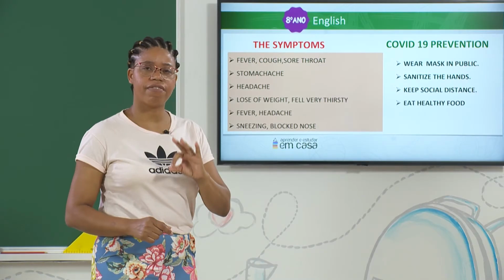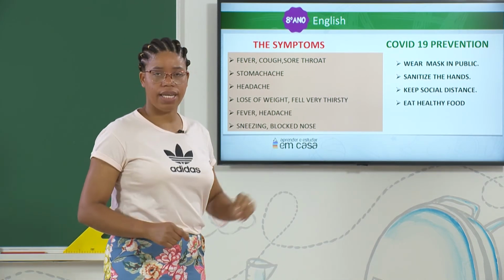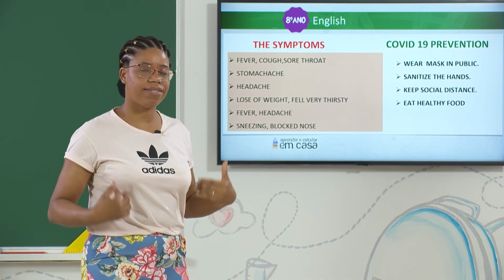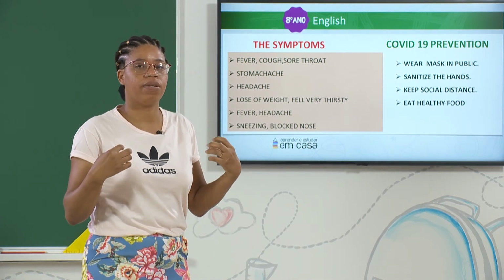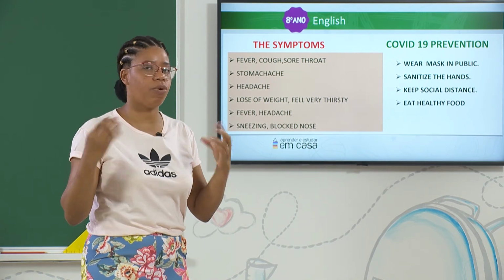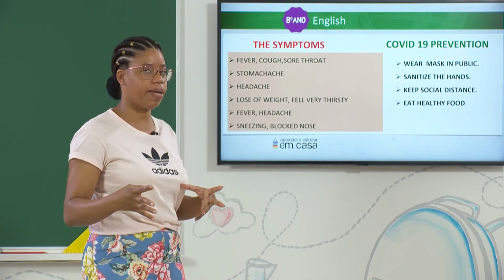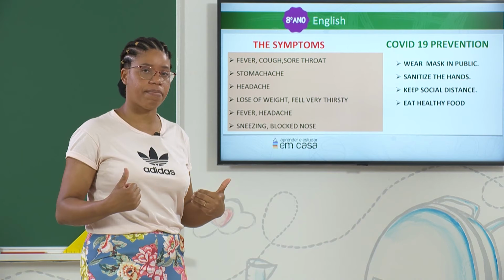Eat healthy food. This is a very, very important item because if we don't eat healthy food, our body stays weak and we don't have enough power, enough immunity to fight the virus. We must eat fruits and vegetables and drink a lot of water, okay? To get a healthier body, a strong immunity system.